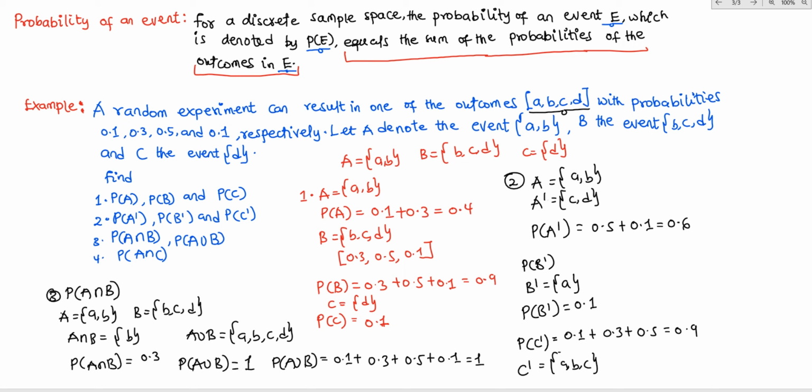Now let's find the probability of A intersection C. The only outcome in event C is D. So looking at A intersection C, you're going to get a null set. That means there is no outcome common to event A and C. For that reason, the probability of A intersection C is equal to 0. This is how to calculate the probability of events.